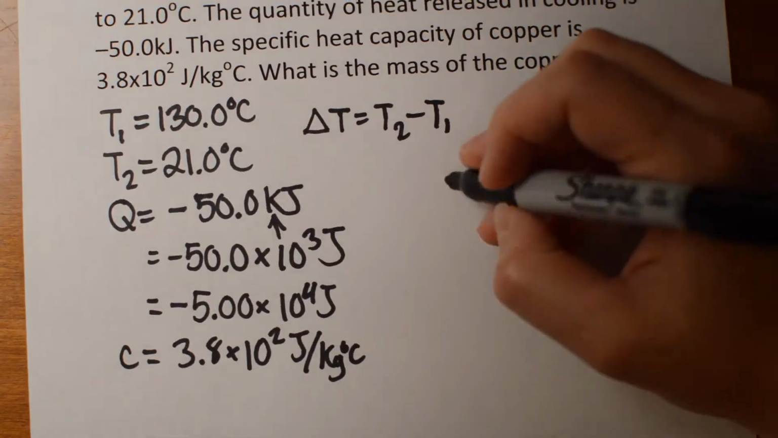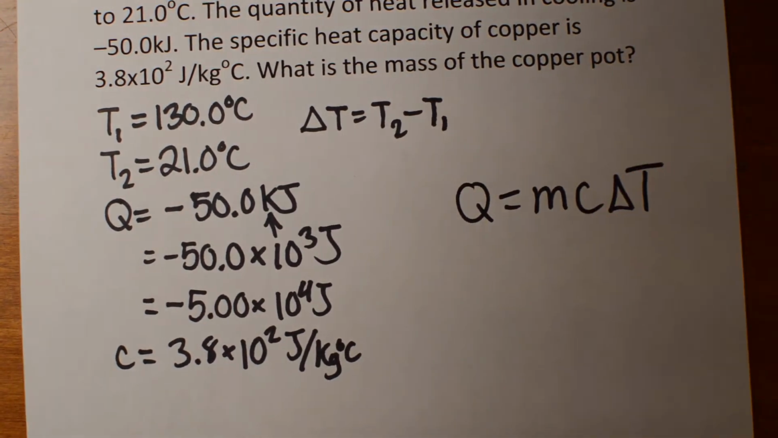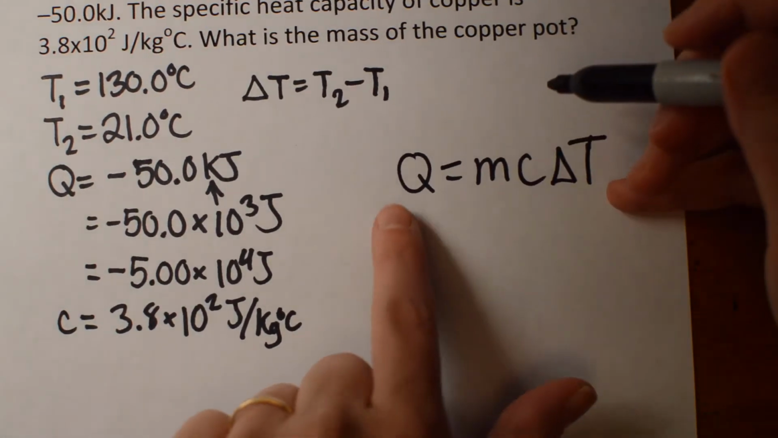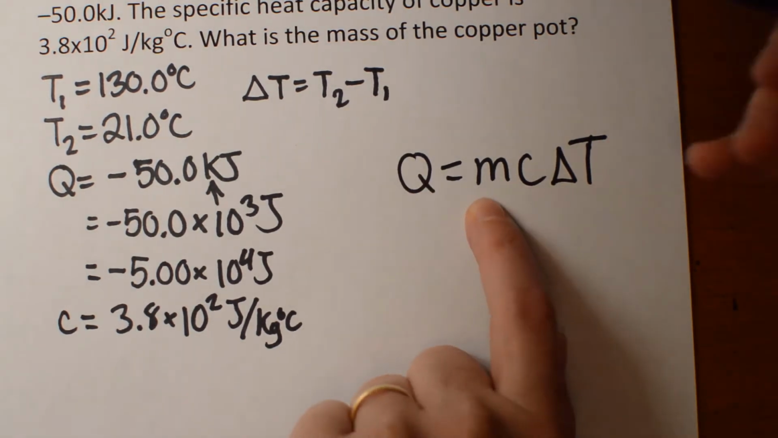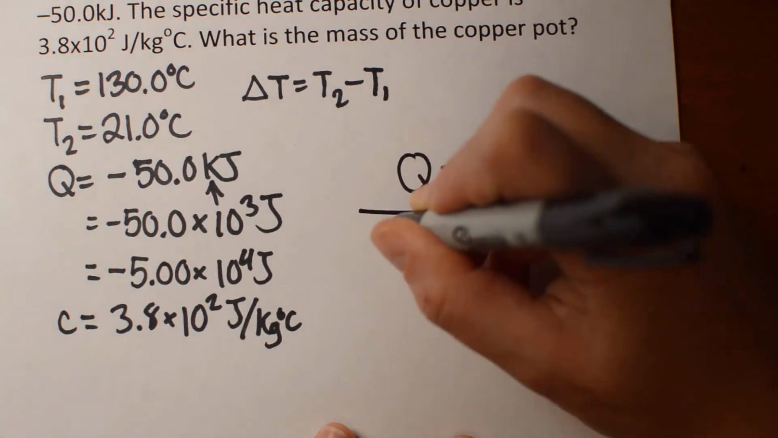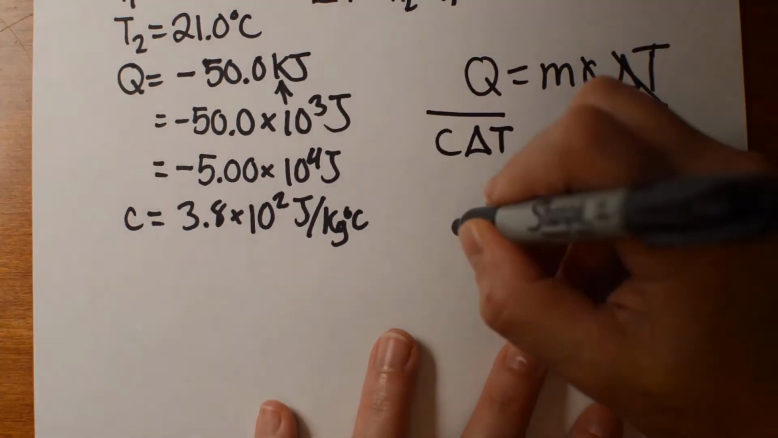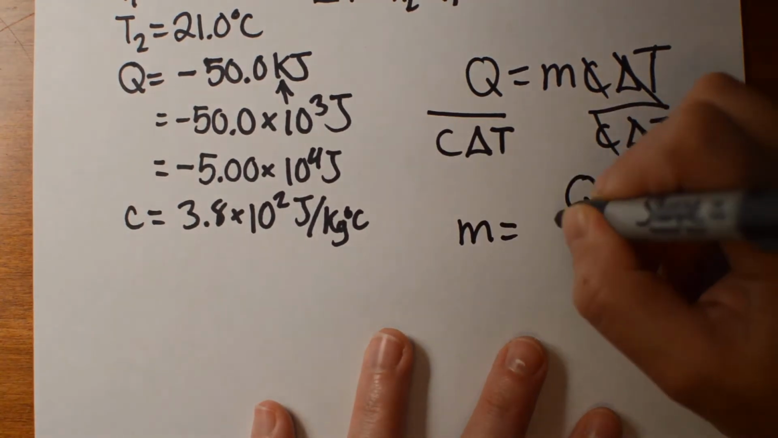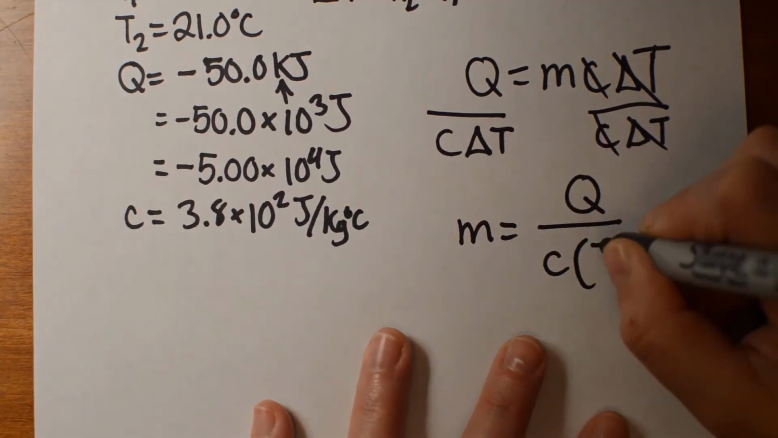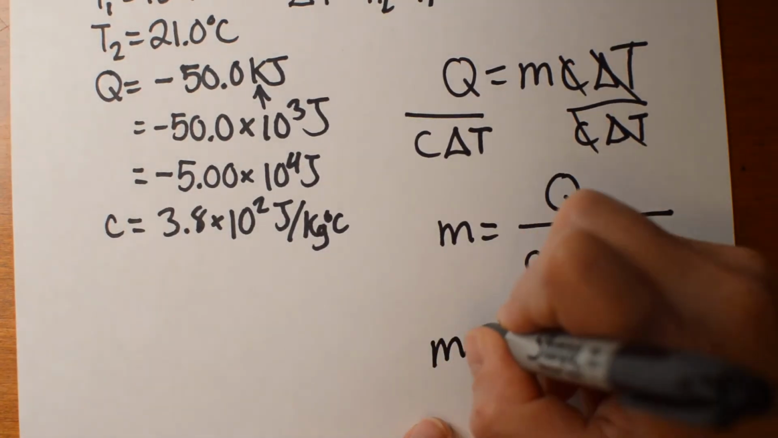All right, let's actually solve this thing. So Q is mc delta T. This one's a really straightforward one. We know Q, we know C, we know delta T. We're just solving for m. So we're just going to divide both sides by C delta T. That cancels C, cancels delta T, and I get m is Q over C delta T. Delta T is T2 minus T1. Just expand that there. And then we can put all our numbers in.